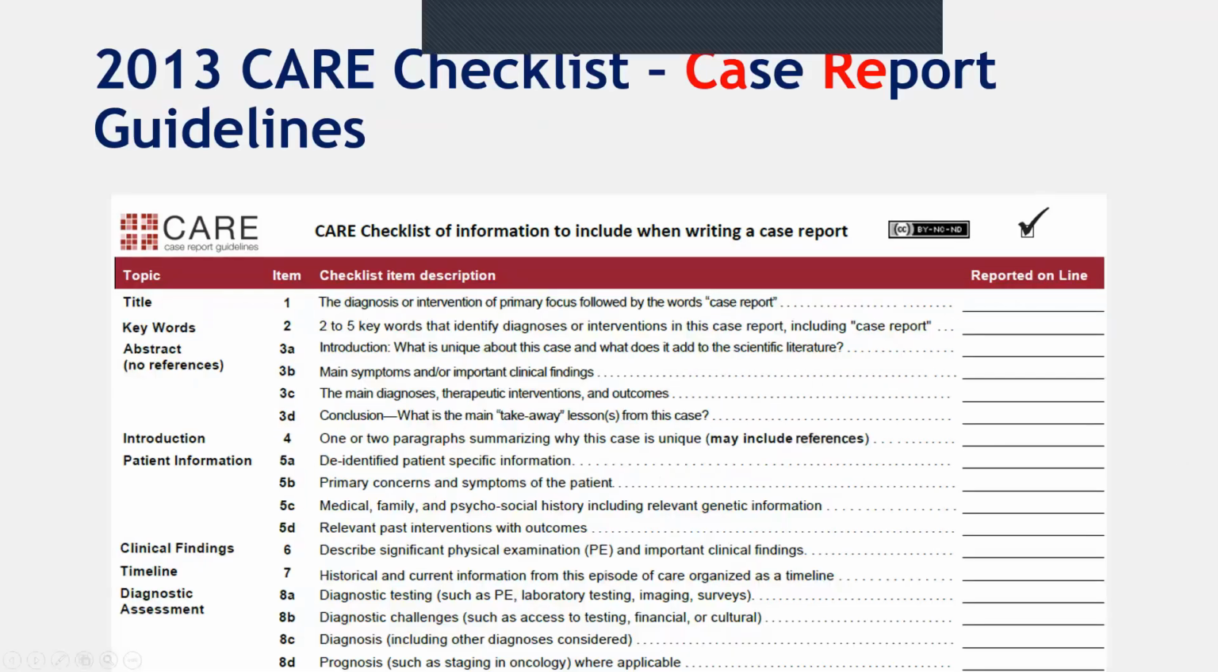So, for example, on the title, they specifically ask that the diagnosis be followed by the words "case report." So, in our case, the heading should have been "Steroid-induced glaucoma in a patient with acute lymphoblastic leukemia: a case report." If you follow all these checkpoints in this checklist, the quality of our case report improves and the chances of acceptance are much higher.